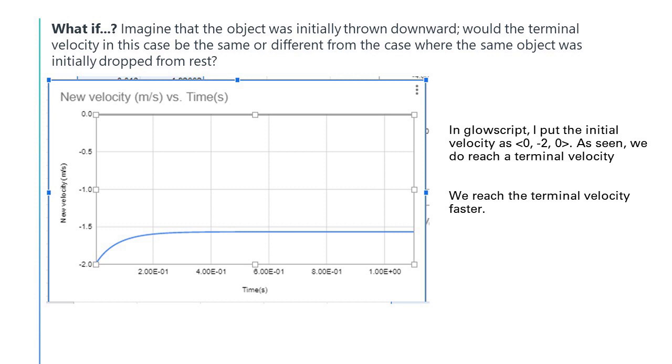Question. Imagine that the object was initially thrown downwards. Would the terminal velocity in this case be the same or different from the case where the same object was initially dropped from rest? So here, I used GlowScript, where I put the initial velocity as <0, -2, 0>. As seen, we still do reach a terminal velocity, it's just that we reach the terminal velocity faster.